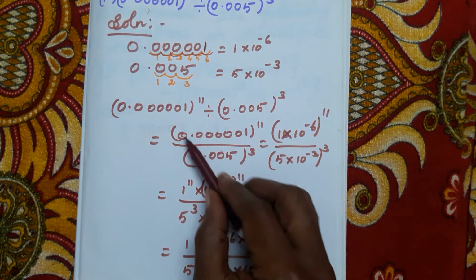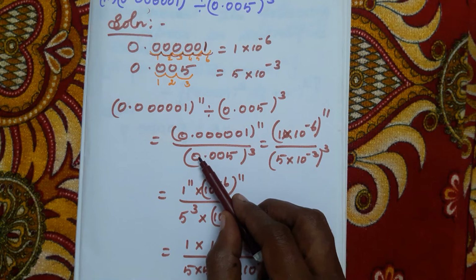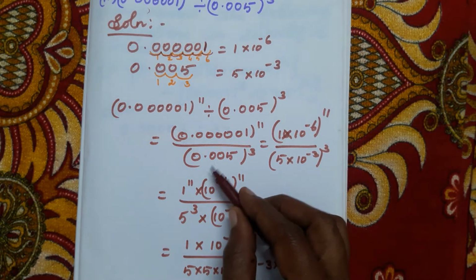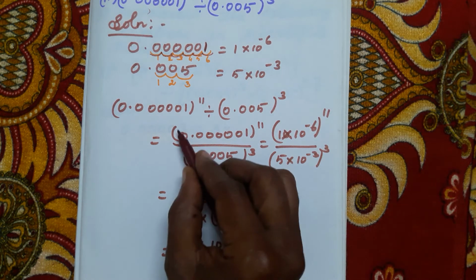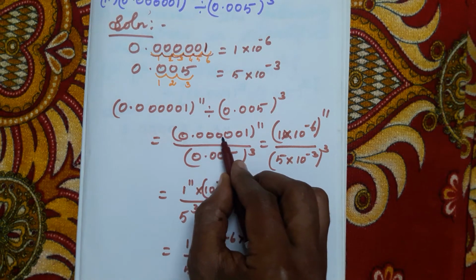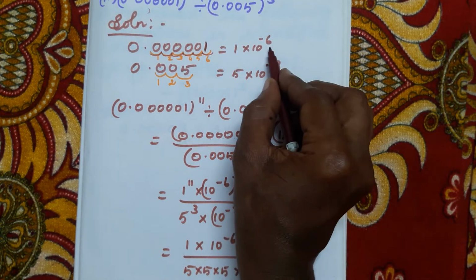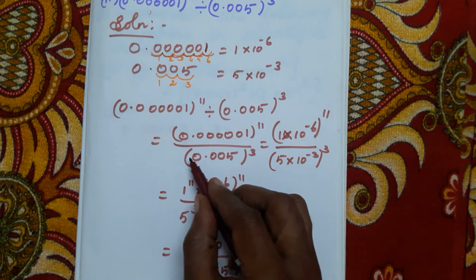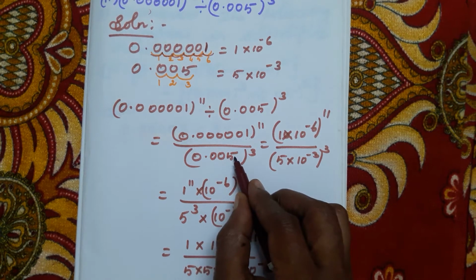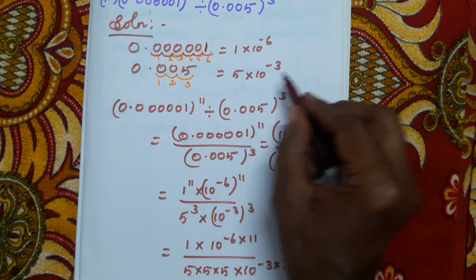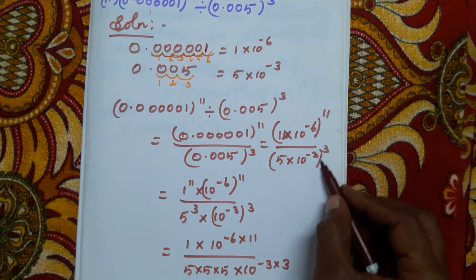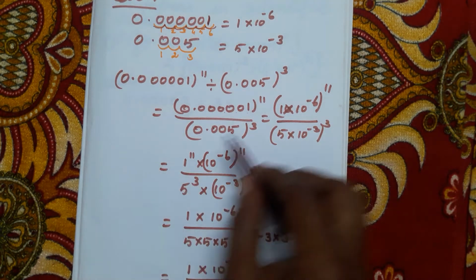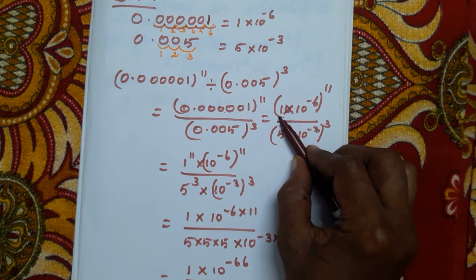0.000001 the whole power 11 divided by 0.005 the whole cube. We can write like this also. In place of 0.000001 we can write 1 into 10 power minus 6. In place of 0.005 we can write 5 into 10 power minus 3, the whole cube. So it's equal to 1 power 11.